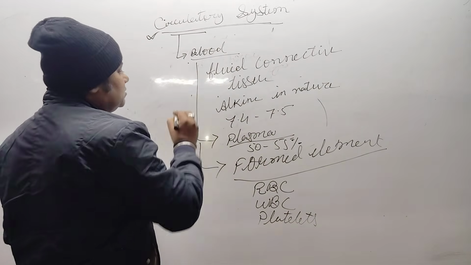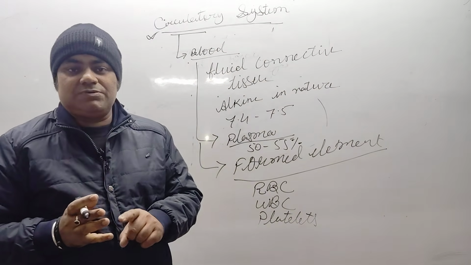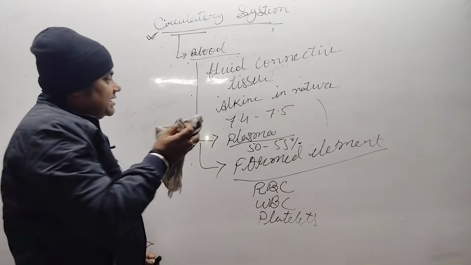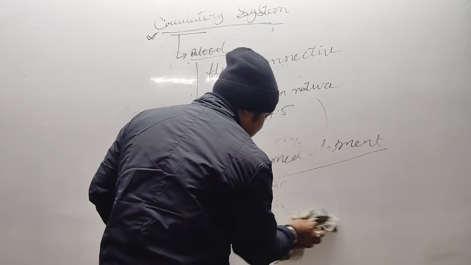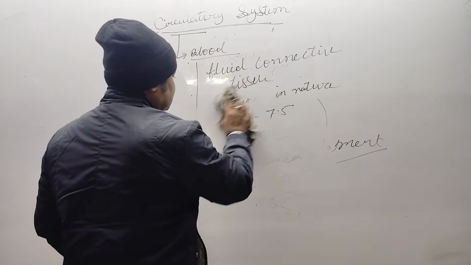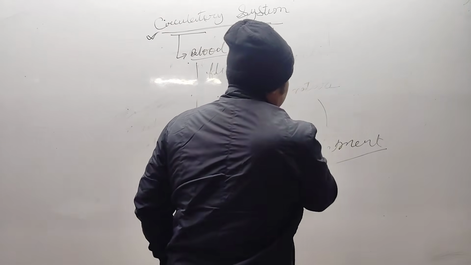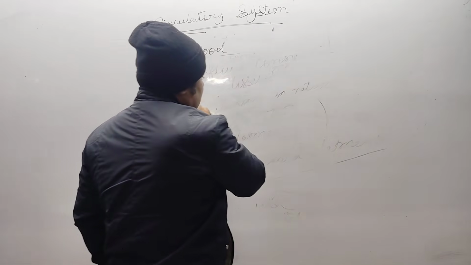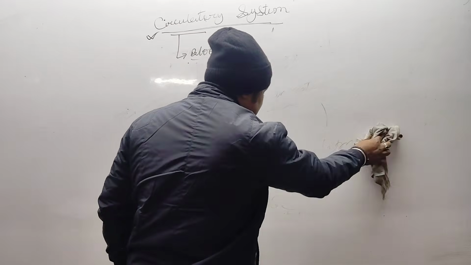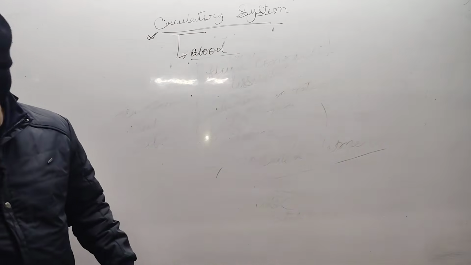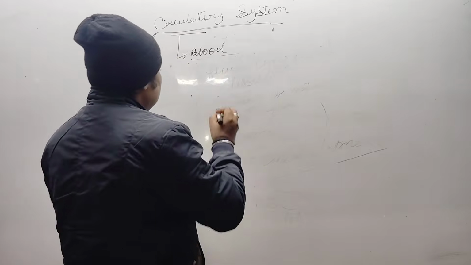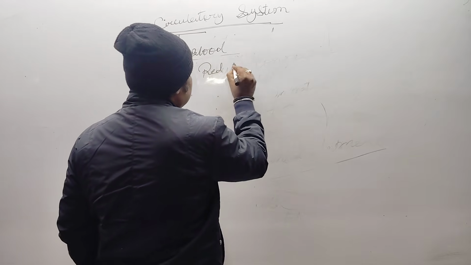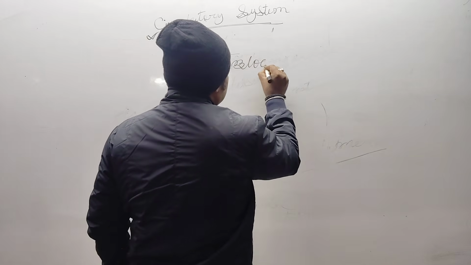Now, the blood may be light in color as well as dark in color. So let's try to understand the blood and its components one by one. The components of the blood, as I already told you, are the plasma as well as the formed elements or the blood cells. The first one is the red blood cells.